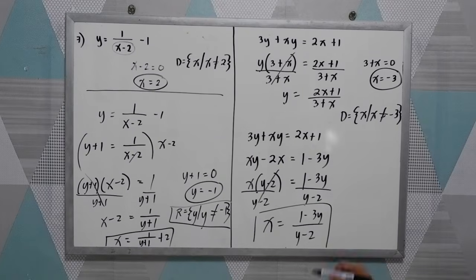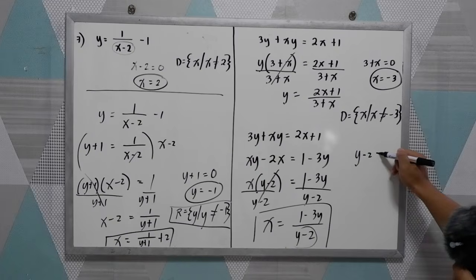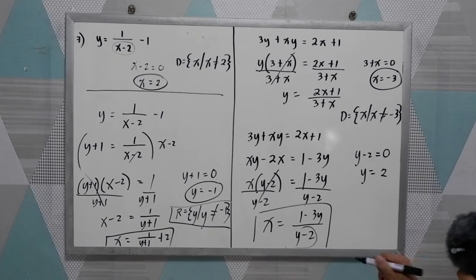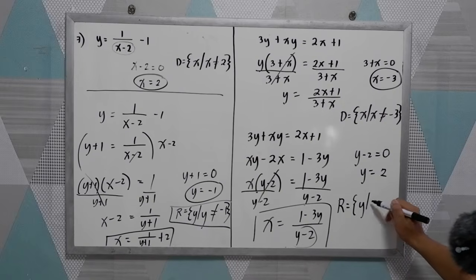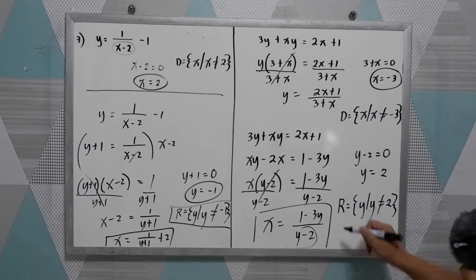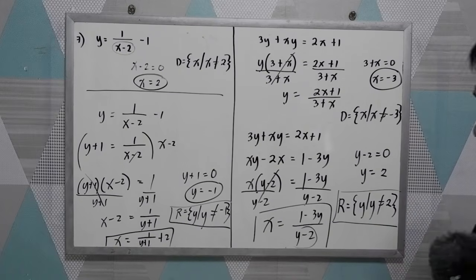Now, to get the range, get the denominator, y minus 2, and equate it to 0. So y is equal to 2. So for the range, y such that y is not equal to positive 2. Because if y is positive 2, that will give us a 0 denominator.